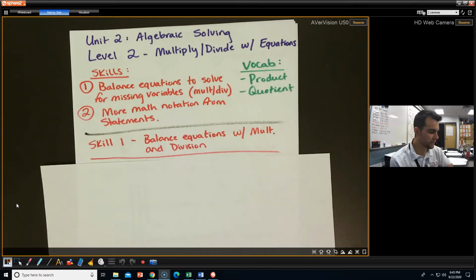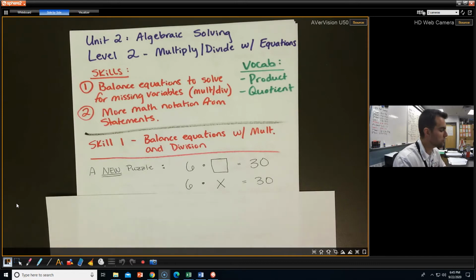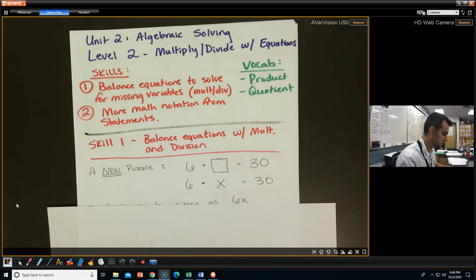And the only vocab we have today are product and quotient. Some of you guys already know what that is, but if not, we're definitely going to go over it, all right? So our first skill. Let's start off with a new puzzle. So in the last video, we had x minus 2 equals 6. This time, let's see it with multiplication, right? So now I have 6 times x equals 30. 6 times something equals 30.